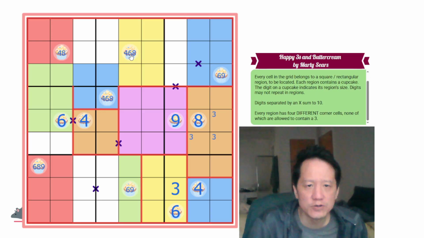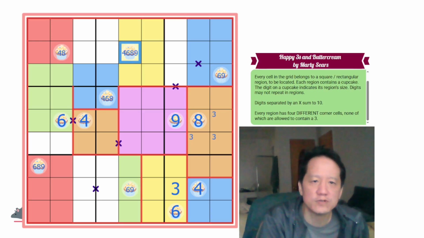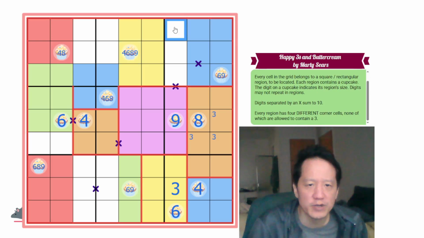Sorry, this could be 9 also. I don't know why I had it 4 and 6. It's 4, 6, 8, or 9. It could be 9 here. Right, I didn't see that. But yeah, this is 4, 6, 8, or 9. So this has to go this way.